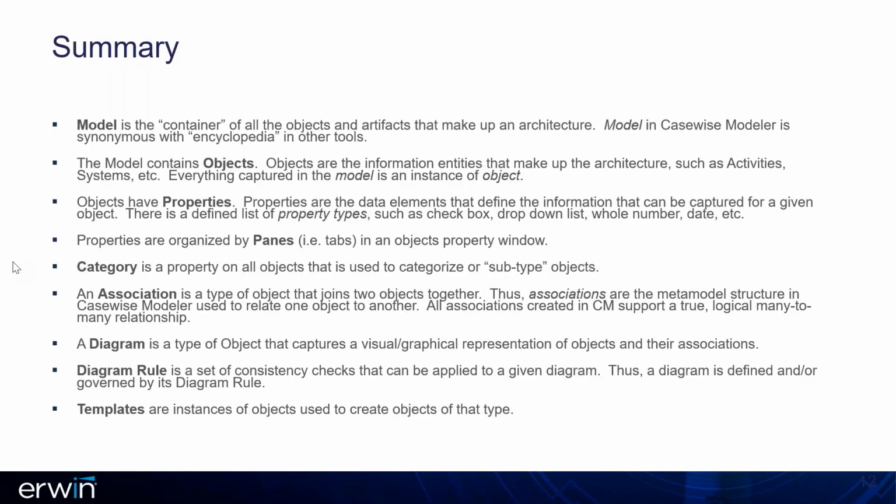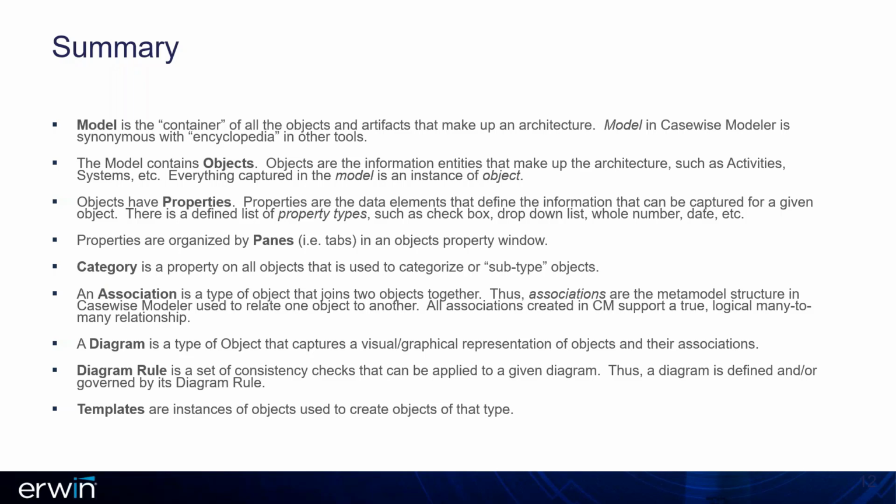So to summarize what we covered in this module is the fact that models are containers of all objects and artifacts that make up an architecture. So a model in CW Modeler is synonymous with encyclopedias in other tools. It's like a mini repository. A model contains objects. Objects have properties. Properties are organized by panes. A category is a special type of property that allows you to categorize or subtype objects, including diagrams.